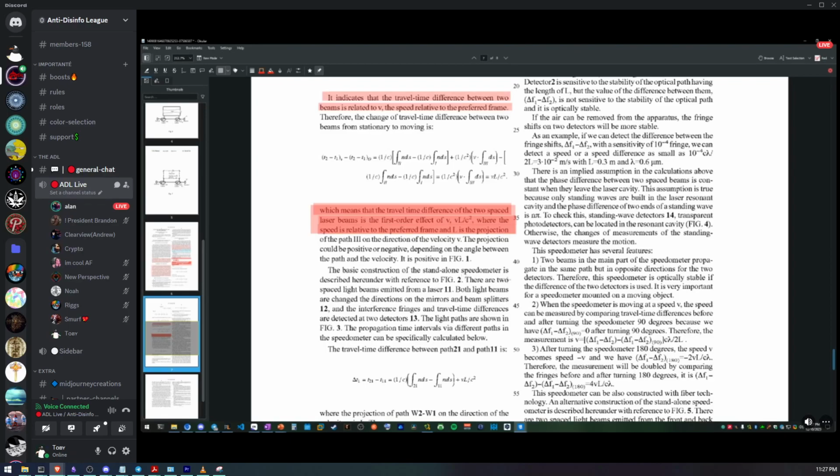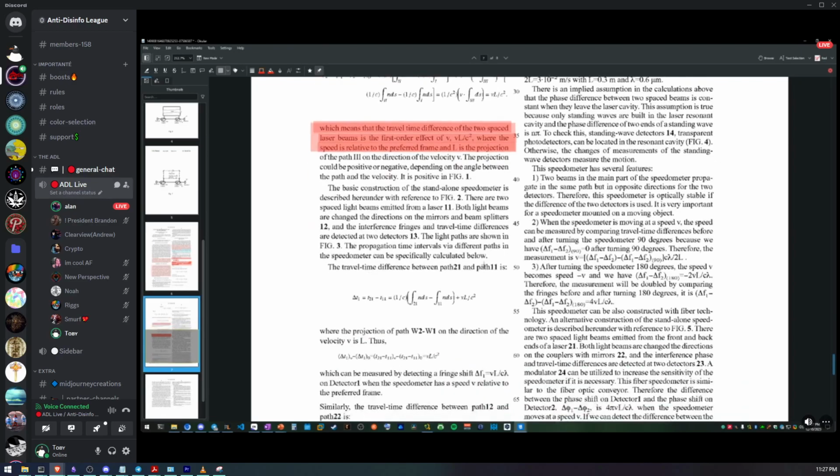There are 2 spaced light beams emitted from a laser. So both light beams are changed in the direction in the mirror of the splitters. So the light difference detected in the path shown. Propagation time intervals. I'm losing it. My ADD's kicking in. So this calculation's going to be pretty interesting.